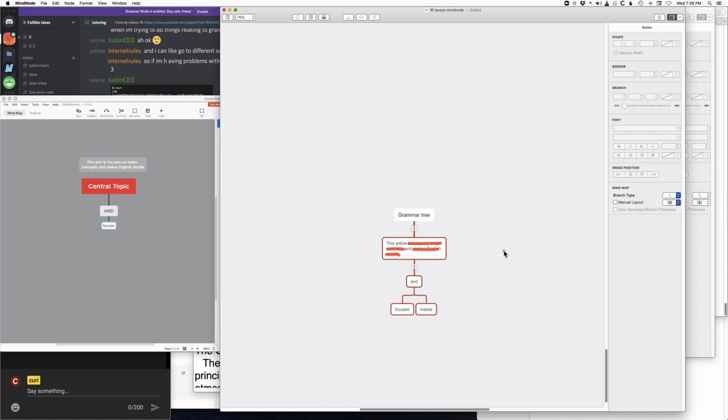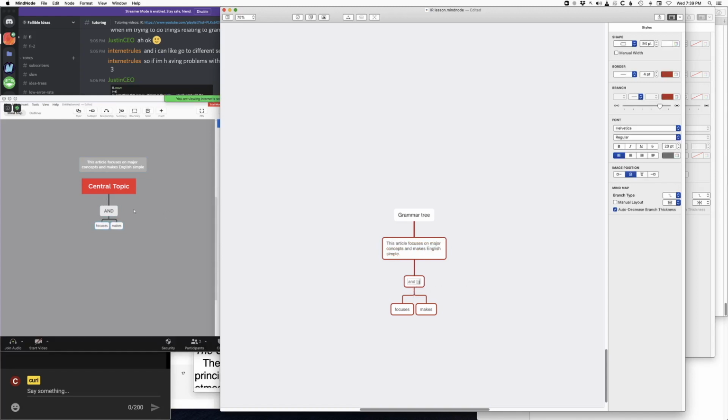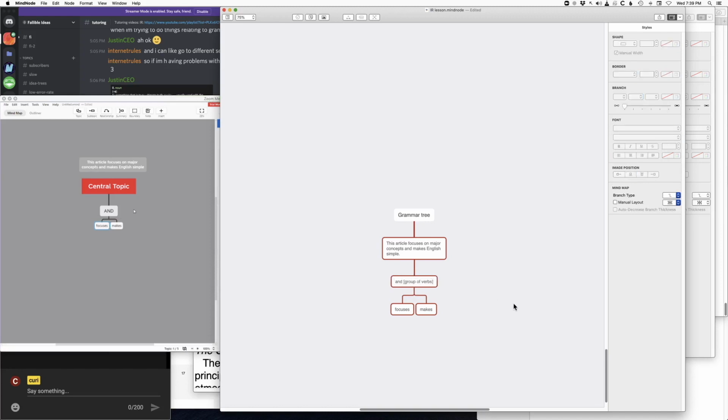Okay, so if you just have focuses on major concepts, makes English simple, those are like two action phrases, or action verbs, but they don't have a subject. So like the and is making it so you can have two action sentences, which share the same subject. Yes. Okay, then how do you do this though? Okay, so we did the verbs. Now I want to do the subject. I'm not sure where this would go.